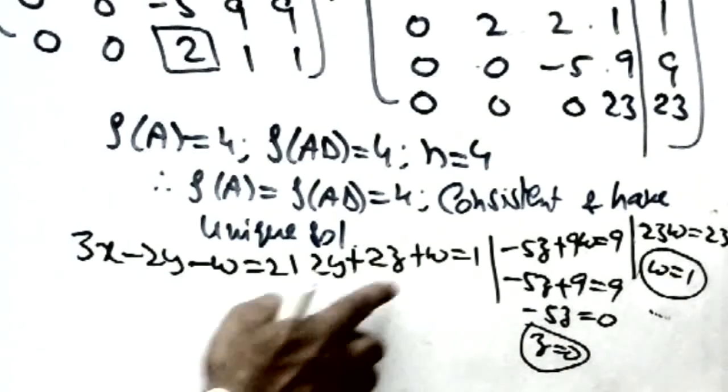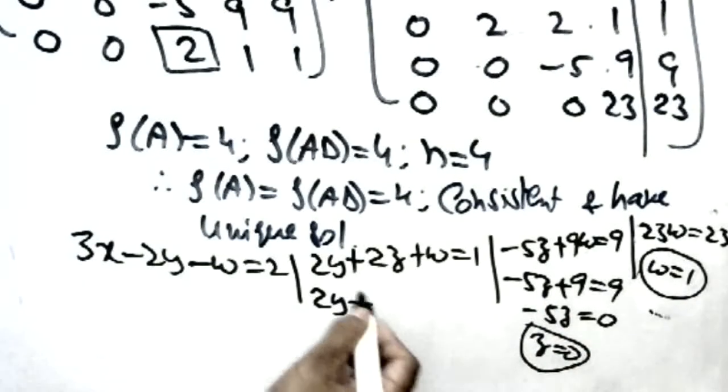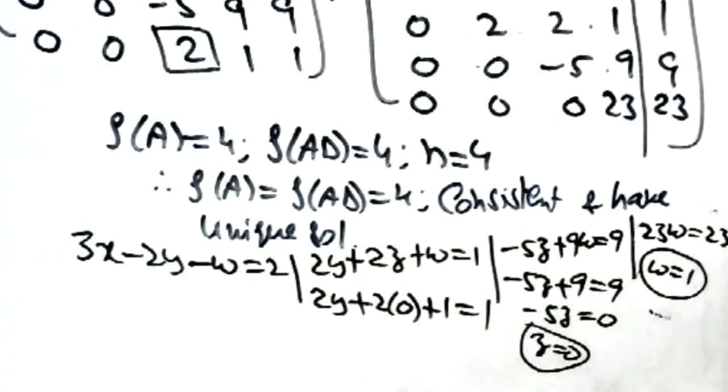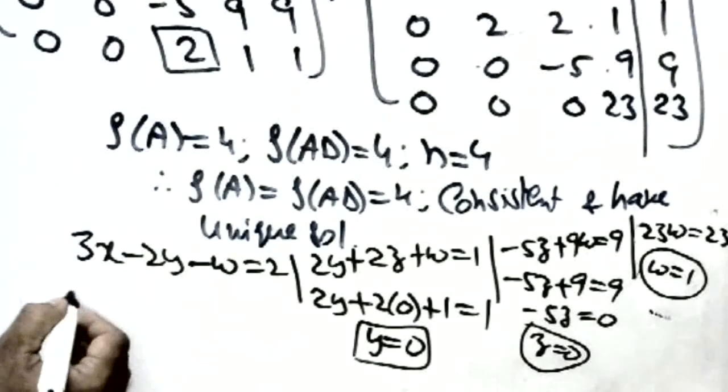Now we got z and w. Let me substitute here 2y plus 2 into z is 0 plus w is 1 equals 1. So this is 0, 1 minus 1 is 0. 2y equals 0 means y equals 0. So we got y also.